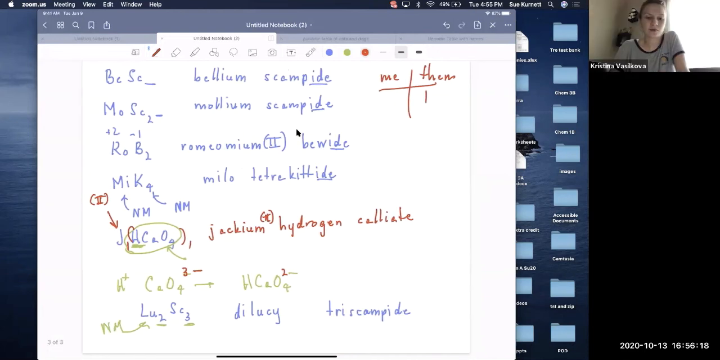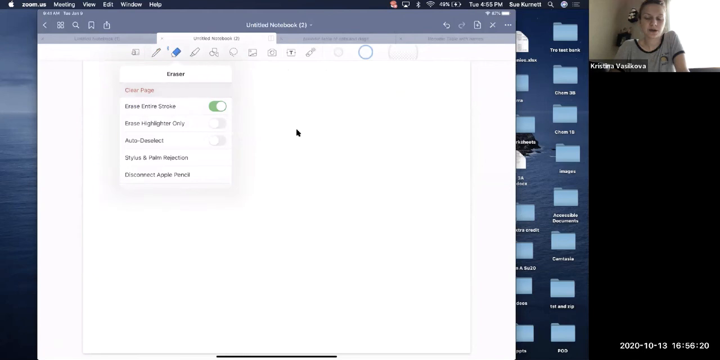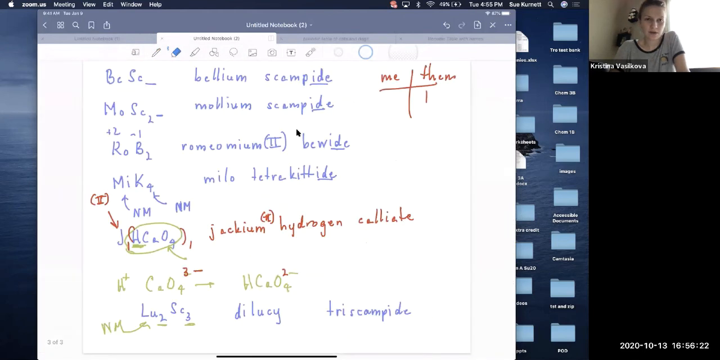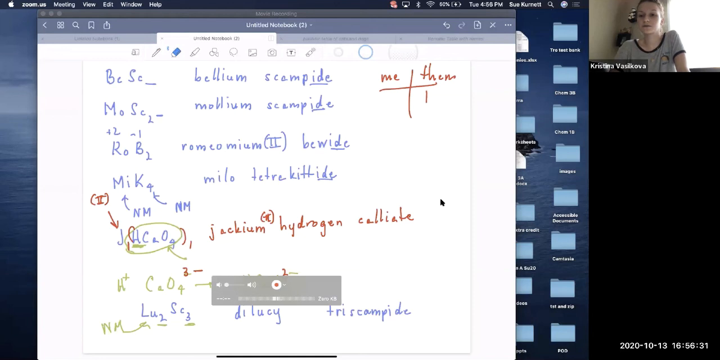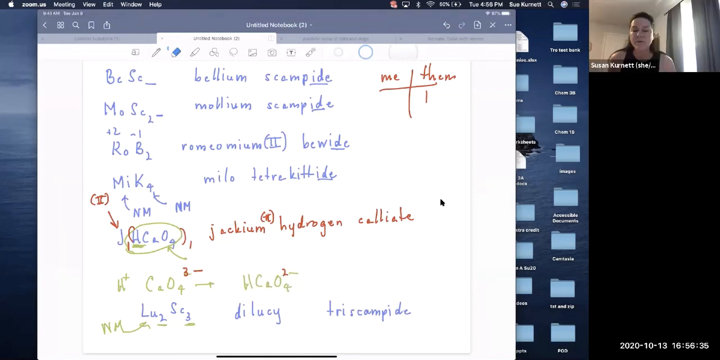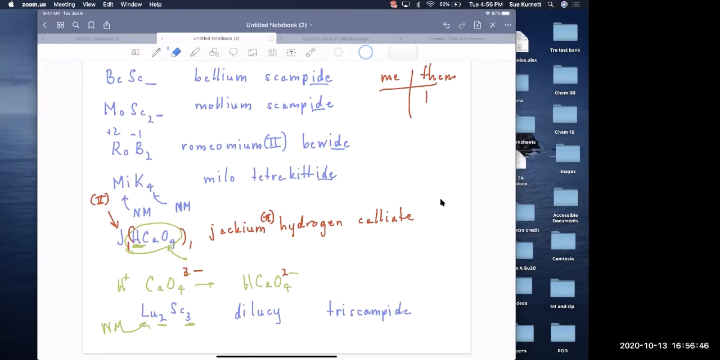Hey, Sue, I had a quick question. I don't know if I have it right, but the only time that you use the Greek prefixes, is that only when they're nonmetals? Yes. Okay. And then if we had a real periodic table, I would say only if they're nonmetals or metalloids. Okay, thank you. You're welcome. No, that's a good question. And that's for both of the elements, right? If they're both nonmetals or metalloids.